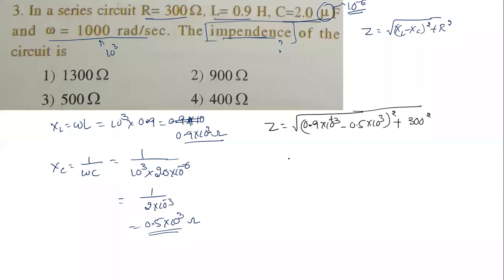So 0.9 minus 0.5 will be 0.4. So I can write 0.4 into 10 power 3 whole square plus 300 square. What has 300 square become? 9 into 10 power 4, because 300 square is 90,000. Exactly, 4 zeros, correct. So here I won't write it like this now. 0.4, I'll write as 4 into 10 power 4.